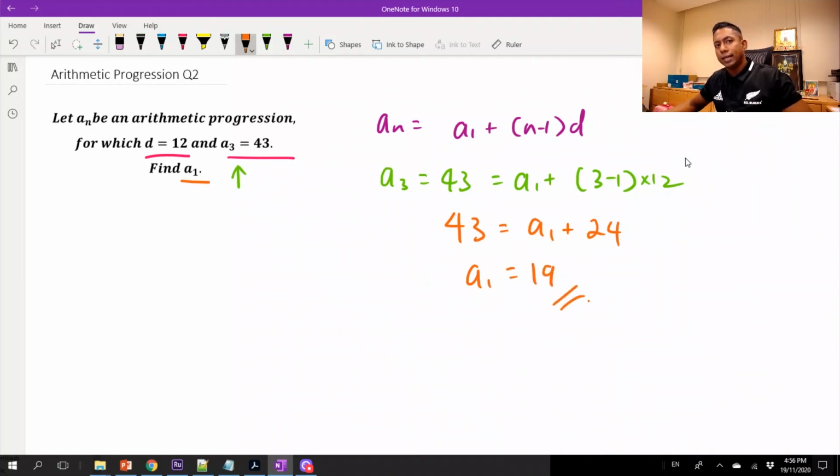Alright, so you can see that the same formula that we used in the earlier question, we can apply it here now. But in this question, we are given the d and we are given a particular nth term, and we're supposed to find a1, the first term. Alright, so this is another way of applying the same formula to solve for another unknown, which is the first term in the arithmetic progression sequence.